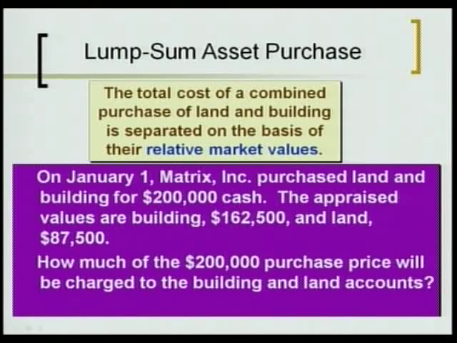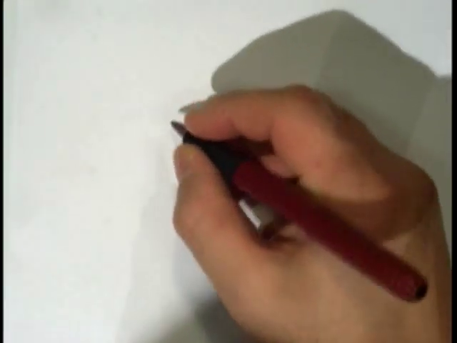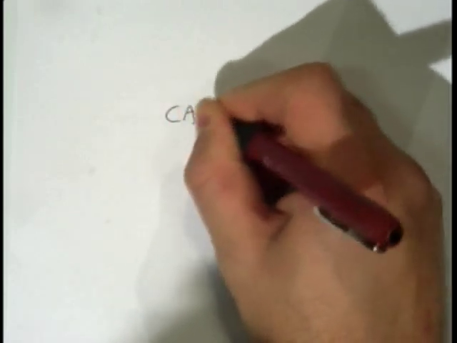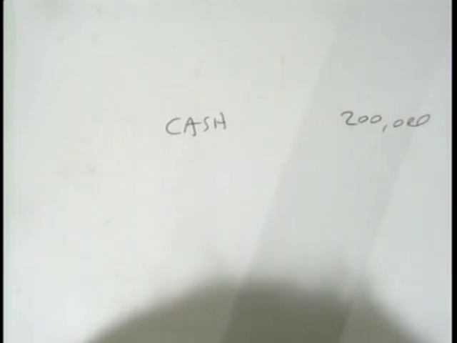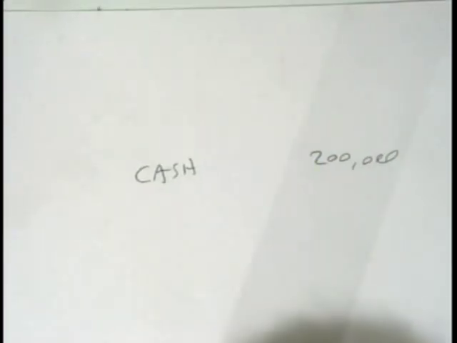Okay, so look at that slide. Look at that middle paragraph again. We purchased land and building for $200,000 cash. The appraised values for the building is 162.5 and 87.5. Now those are the appraised values, right? So let's think about how we would do this journal entry. Now, we know that we paid cash of $200,000, correct? So how are we going to record the rest of this journal entry?